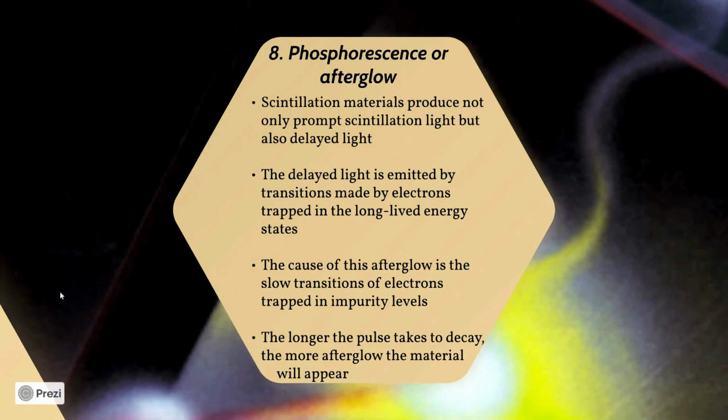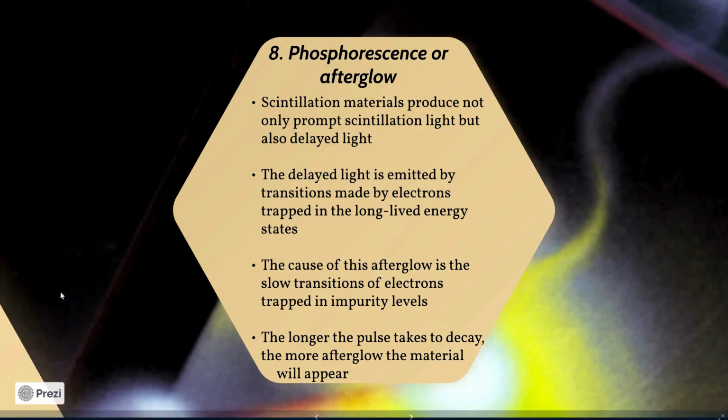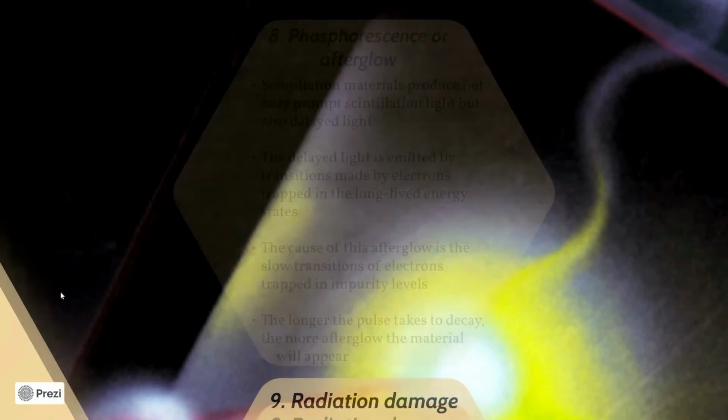Okay, the next property is phosphorescence, or we call it afterglow. Scintillation material produces not only prompt light but also delayed light. Delayed light is emitted because of the transition of electrons that are trapped in a long-lived energy state. The cause of the afterglow is the slow transition of electrons trapped in the impurity levels. The longer it takes to decay, the more afterglow the material will show.